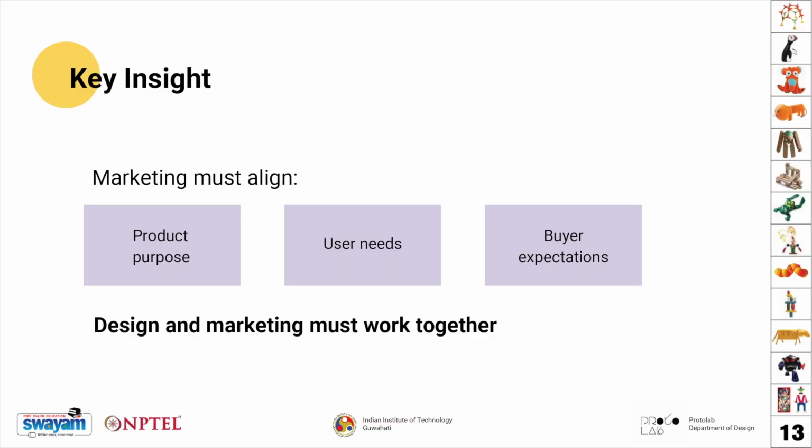As we conclude this section, a key insight emerges. Marketing is not just about promoting a product. It is about aligning the product with the people it is meant for. Two toys may exist within the same category, but if they are designed for different audiences or purposes, their marketing strategies must differ accordingly. This means that marketing decisions cannot be separated from design decisions.